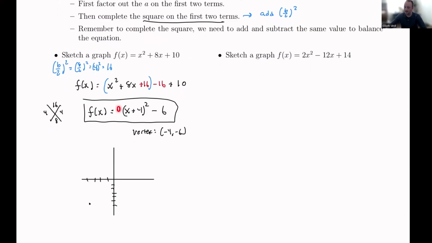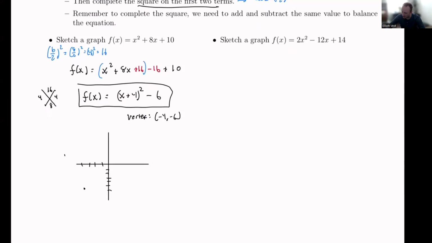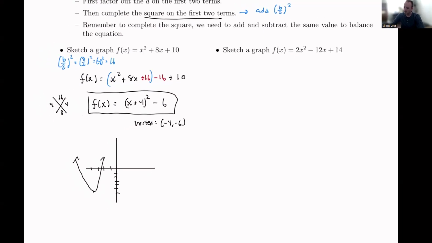The number in the front, there is no number in front, so we can just imagine it being like a 1, which means it's going to be a happy graph, and we're not going to stretch or shrink at all. We're just going to draw it. Like, there you go. That's the sketch of the graph. Not bad. Okay, we'll do one more.